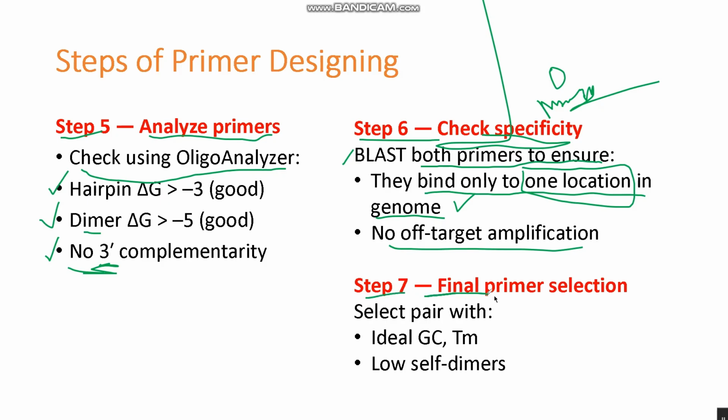At step seven, final primer selection. Select the primer with ideal GC, that must be 40 to 60, and the Tm must be close to each other, the difference must be within 3. The ideal primers must have a Tm of 58 to 60 degrees centigrade, and the self dimers must be low, either 0 or less than 3.